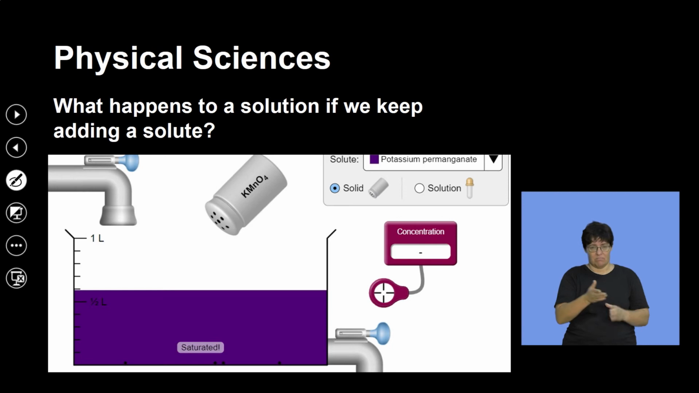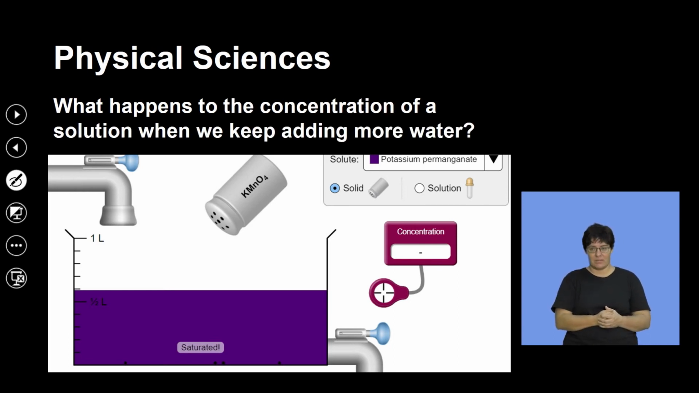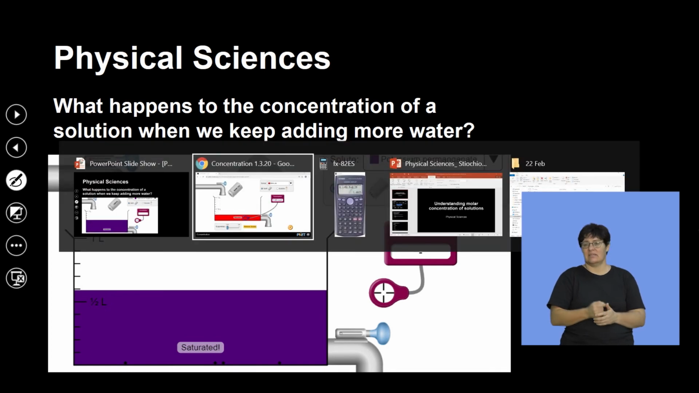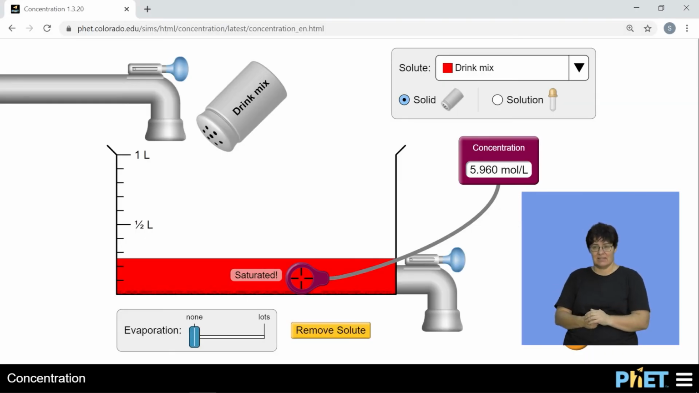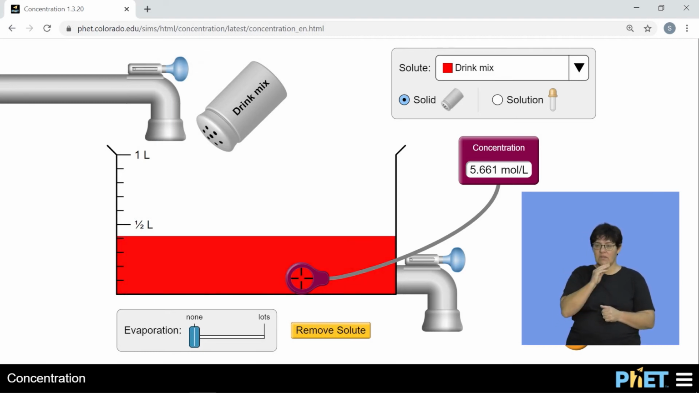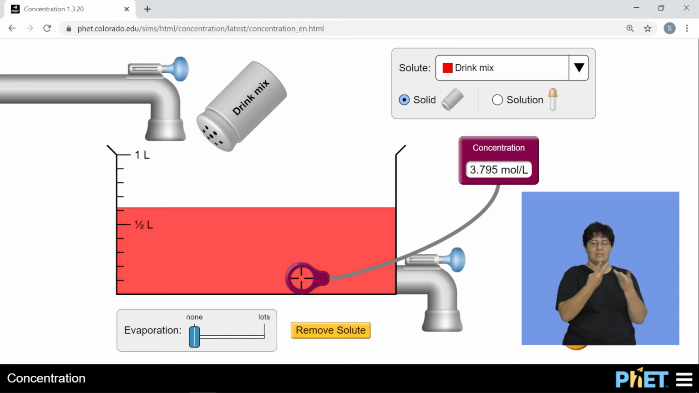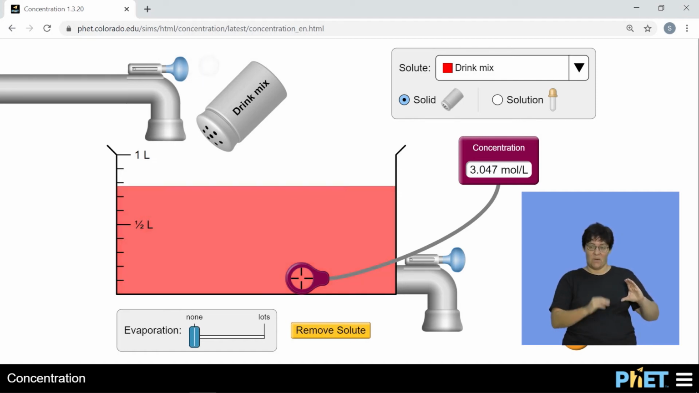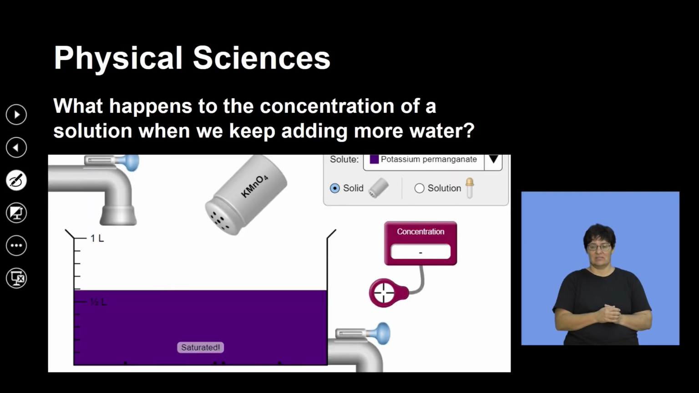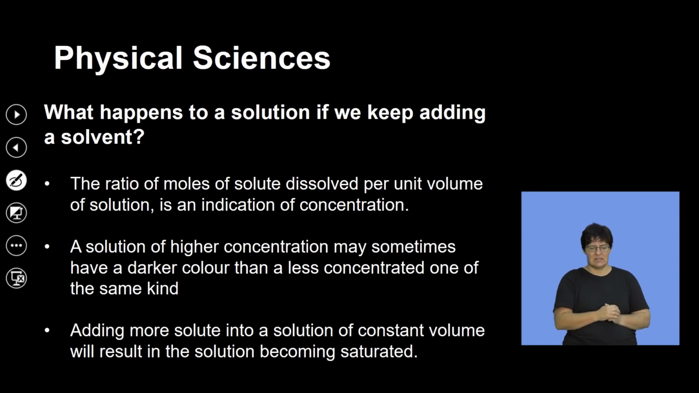So going back to our simulation, just to understand what happens to the concentration of a solution when we keep adding more water. If we go back to our concentrated, saturated solution, let's add more water to it. Take note of the concentration reading there. If we add more water to it, the concentration is getting lesser and lesser because the volume of solution is getting bigger and bigger. So if we add more water, the concentration decreases because it's for the same number of moles of the solid, okay?